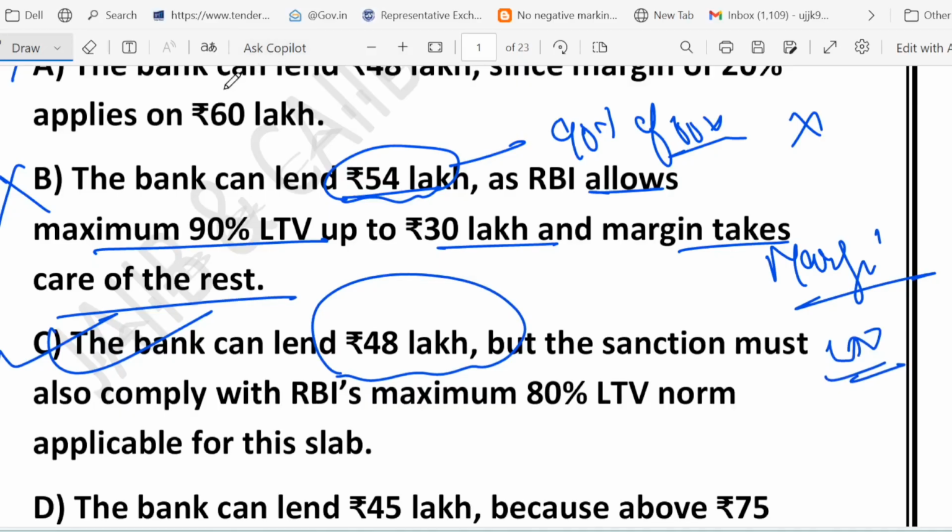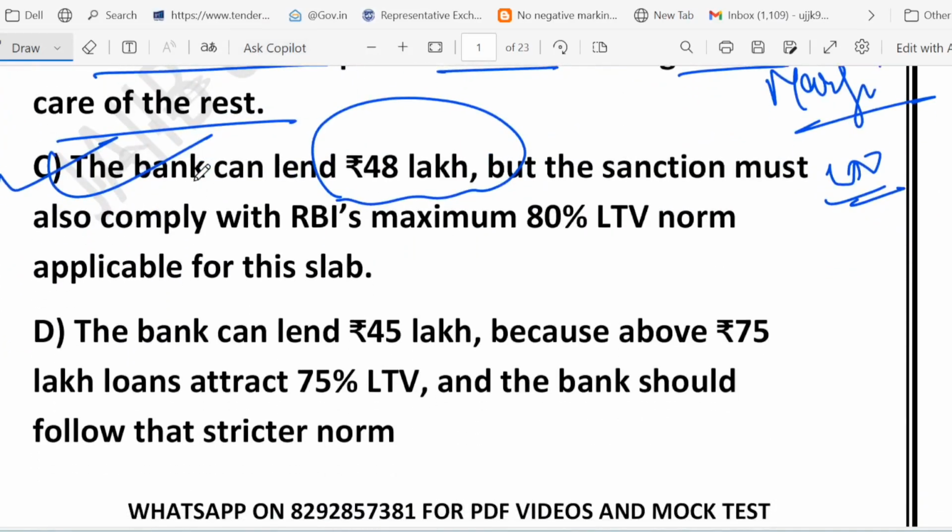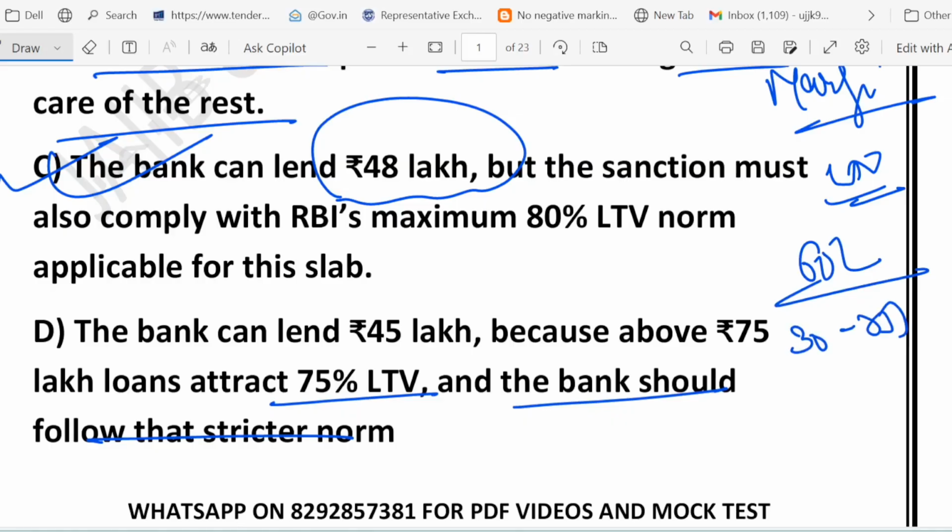What about option D? Option D says that the bank can lend 45 lakh because above 75 lakh loan can attract 75% margin LTV and banks should follow the stricter norm. Careful here. Our loan amount is 60 lakh. That falls in the range of 30 to 75 lakh, this slab. Not above 75 lakh. So the 75% rule does not apply here. Hence option number D is wrong. So final answer is option number C.